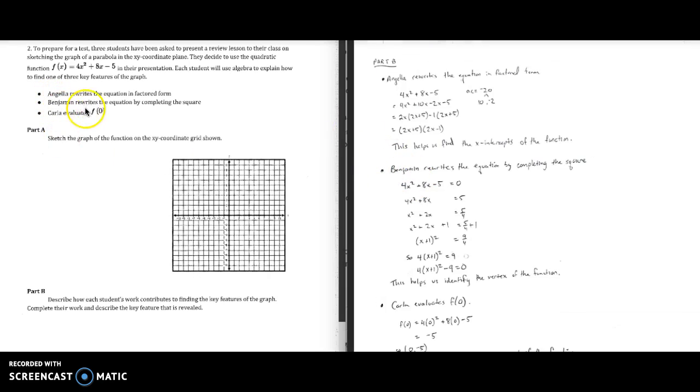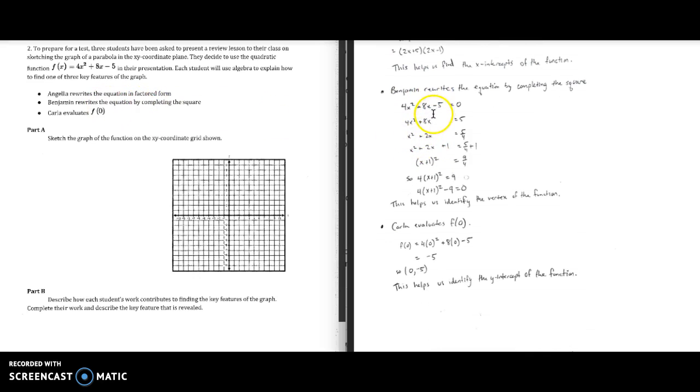The second person, Benjamin, he rewrites the equation by completing the square. So I'm going to complete the square. So the first thing I need to do is bring the negative 5 from the left side over to the right side. And I'm going to then divide everything by 4, because I need to have this x squared by itself. I can't have a coefficient on it.